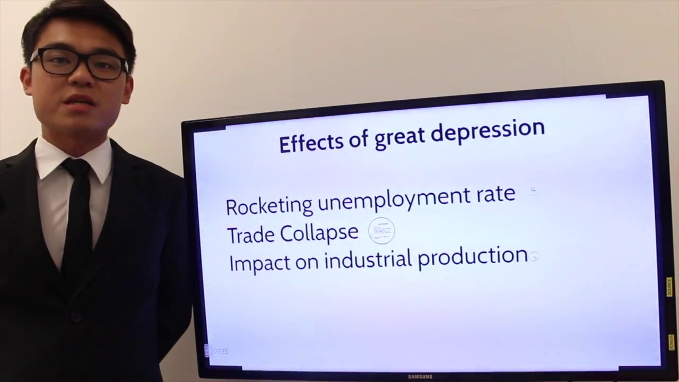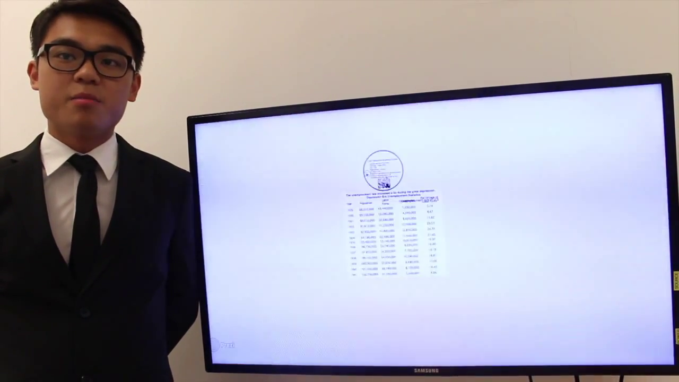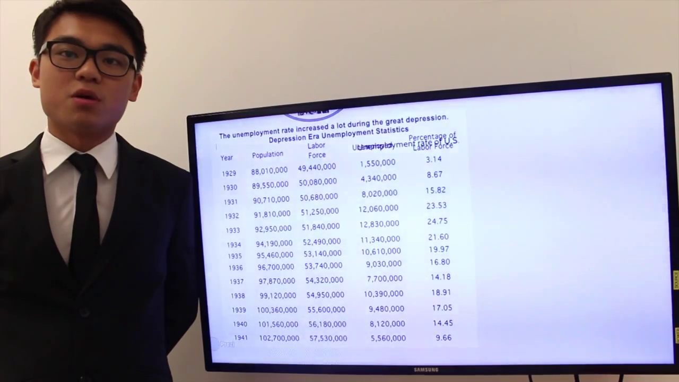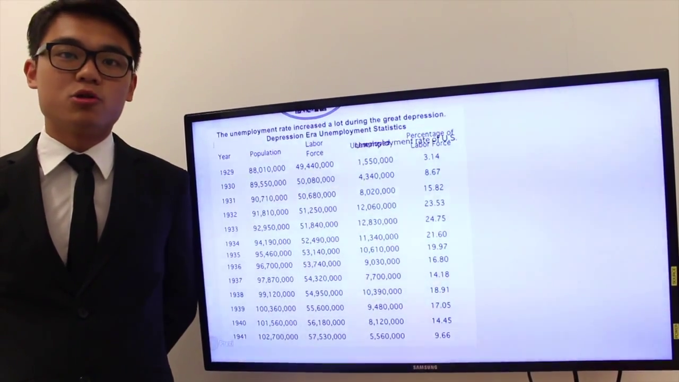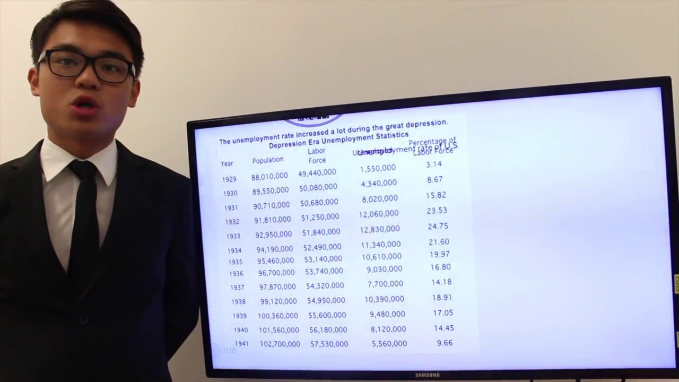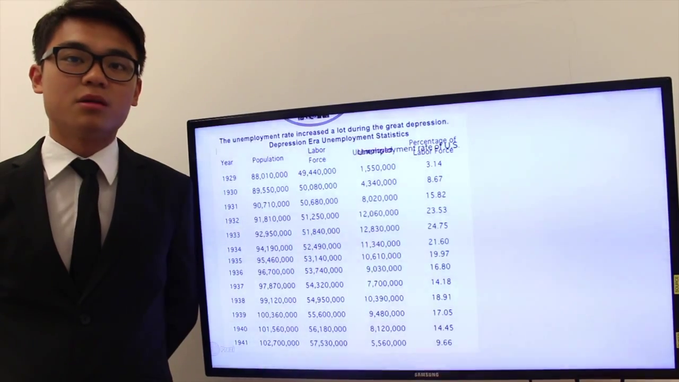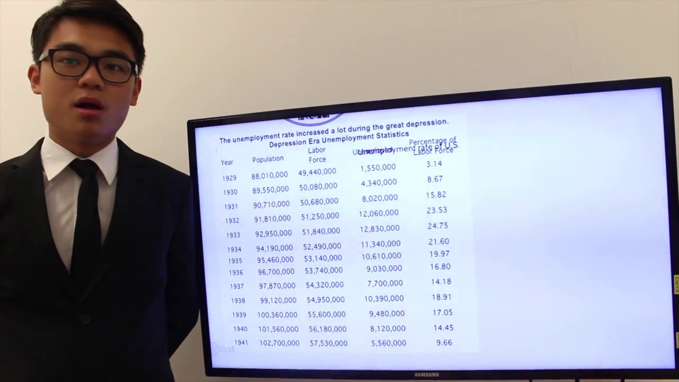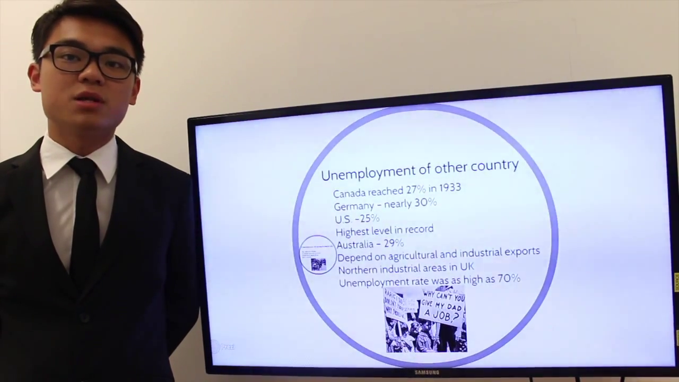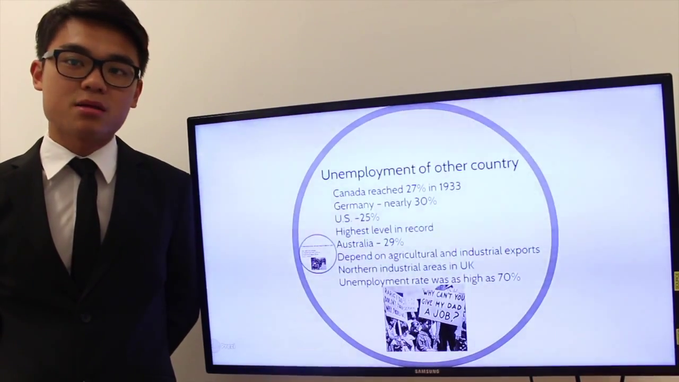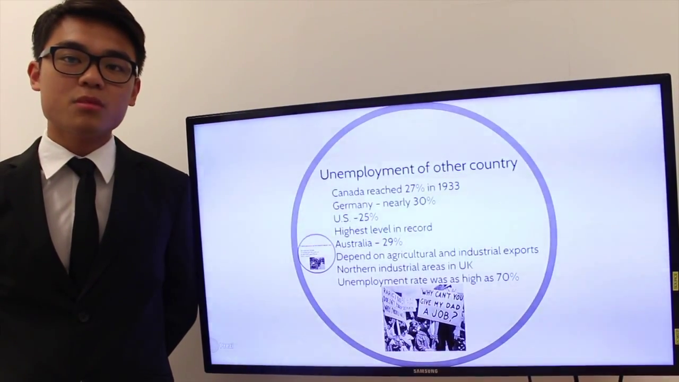So let's talk about the effects of the Great Depression. First, we take a look at what was happening in the US. Before the Great Depression happened, there was only a 3.14% unemployment rate. By the 1930s, it jumped to 8.67%. From the chart, we can observe that it almost reached 1/4 in 1933. This is the highest percentage on record. Let's take a look at other countries. For example, Germany had nearly 30%, Australia 29%, and northern industrial areas in the UK even reached 70%.